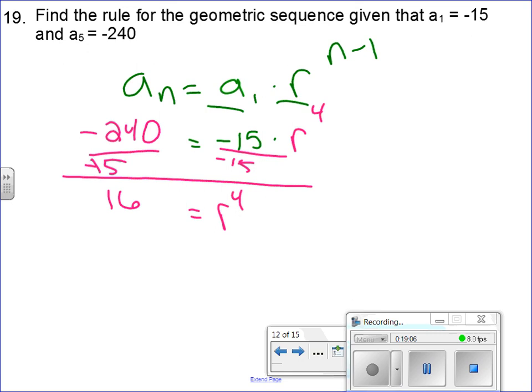16, awesome. We have one more step to get R. How would I get rid of that exponent of 4? We could fourth root it. If you forgot where that button is, you have to hit 4 and then hit math 5. So 4, math 5. And that answer would be 2.